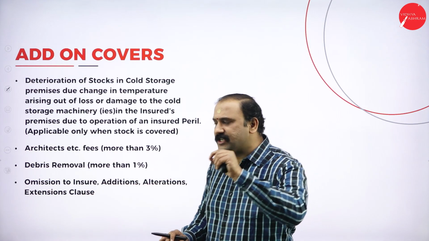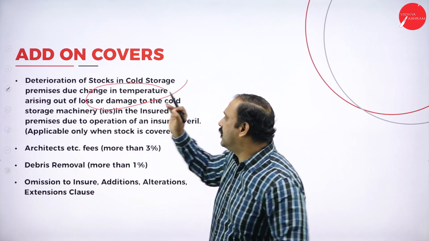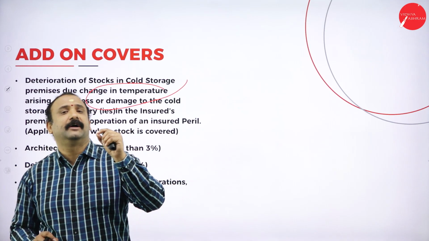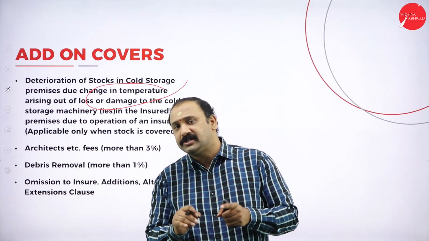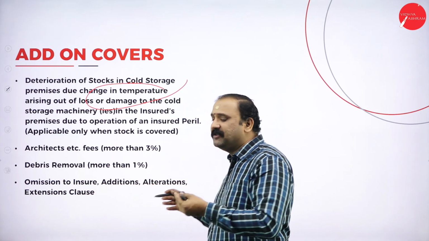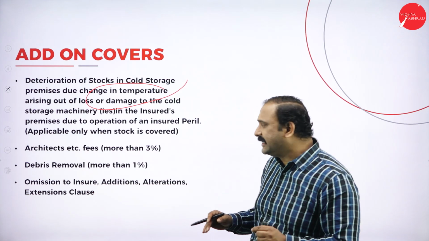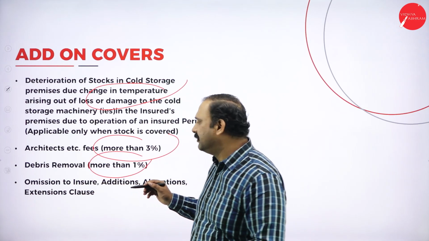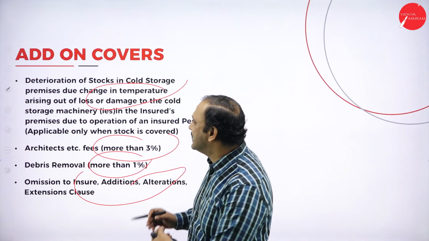Followed by deterioration of stocks in cold storage premises due to change in temperature arising out of the loss or damage of the cold storage machinery. Earlier we spoke about the stock, now we are going to speak about the machinery. If the machinery has some kind of fault, and because of that the products in cold storage got damaged, then we are going to apply insurance to it. That is very, very important. Now, architect's fees not more than 3%, debris removal not more than 1%, in case of death, omission to insure additions and alterations: all these factors can be added as an exclusive factor.